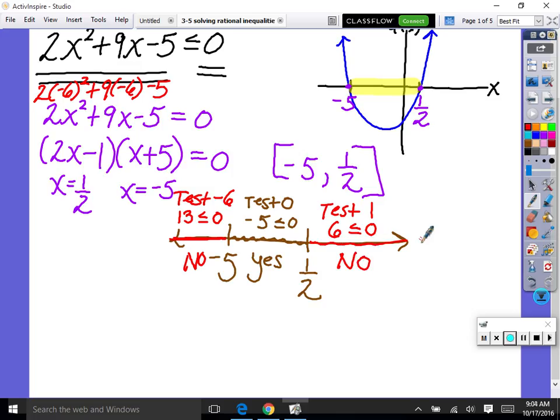So then we know, because we're equal to, these were negative 5 and 1/2, where it was equal to 0. So now we were able to use this method to solve. We knew it was between negative 5 and 1/2 because that's when we said yes. Does everybody understand?